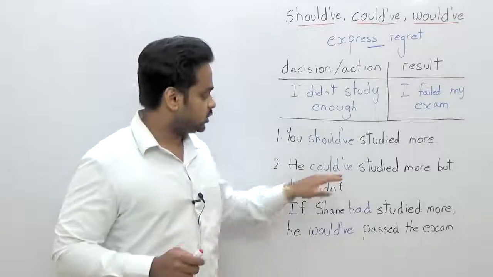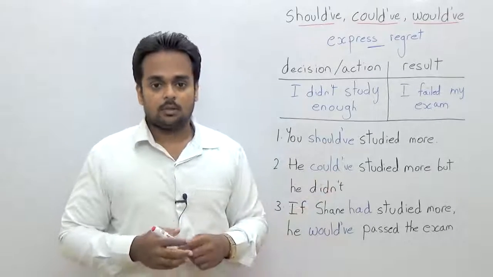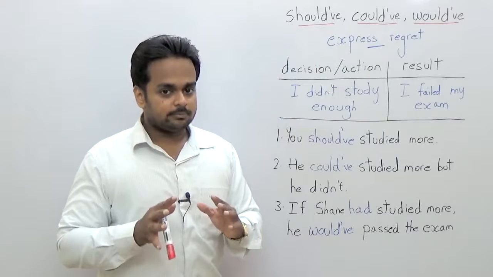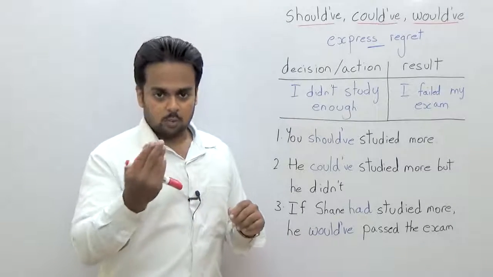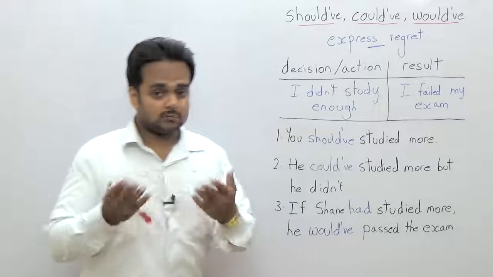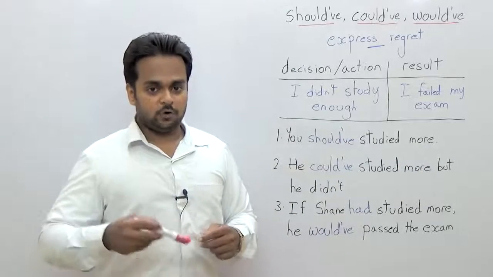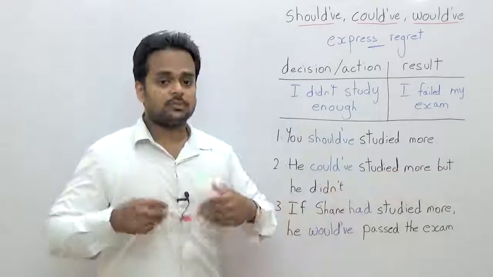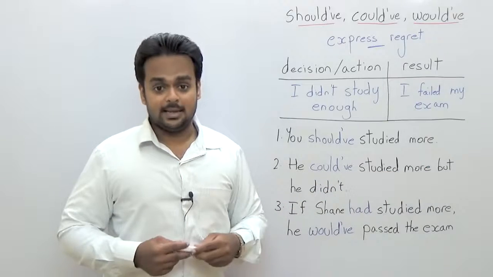So in that case, you can use could have. You can say, you could have studied more. See, it's a little softer. So if you're saying it to someone's face, you can leave out the but. No but. You could have studied more. But if you're talking about someone else, then this is very common. He could have studied more, but he didn't.